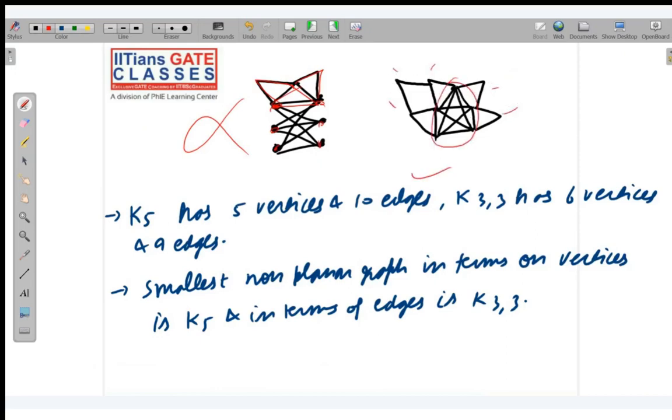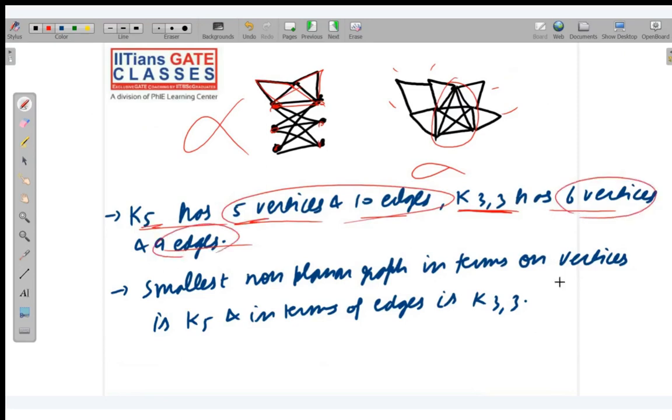K5 has 5 vertices and 10 edges. K33 has 6 vertices and 9 edges. I think you already know, na? K5 has 5 vertices and 10 edges, and K33 has 6 vertices and 9 edges. So the smallest non-planar graph in terms of vertices is K5, and in terms of edges is K33.